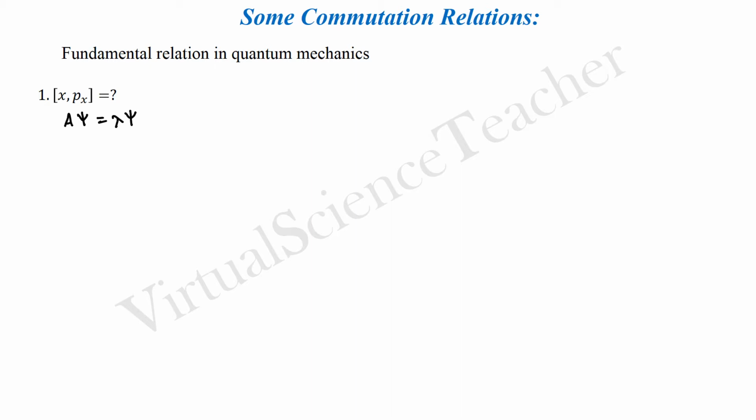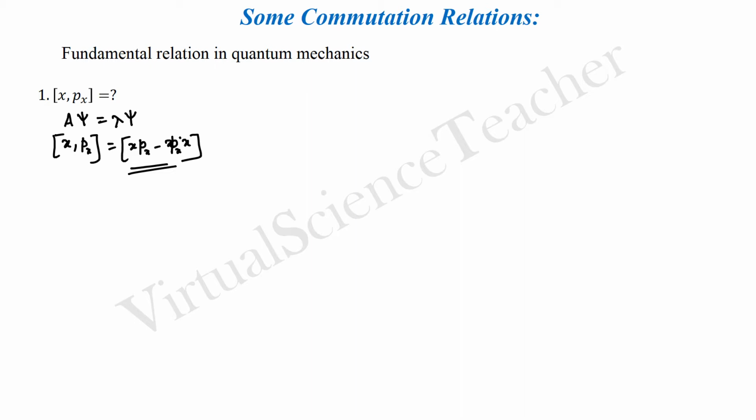Actually, x is an operator, and linear momentum px is an operator, so the commutator of x and px, that is nothing but x px minus px x, must be an operator. These operators will operate on a wave function and will produce an eigenvalue, and the eigenvalue is our main interest. So let's see what happens.